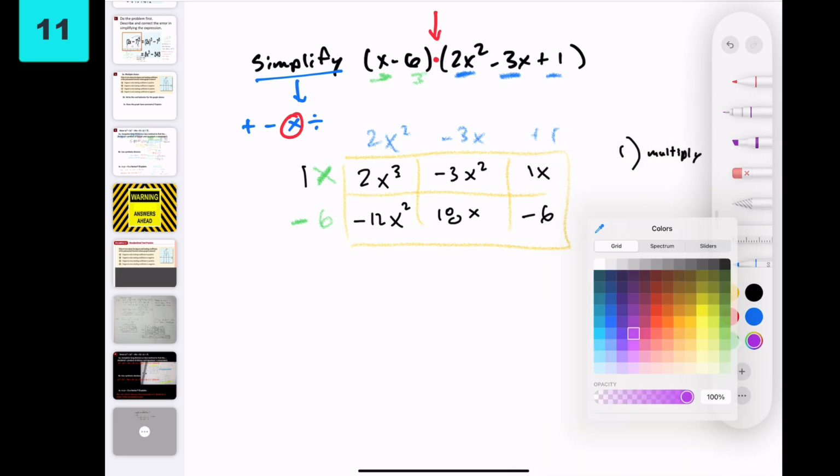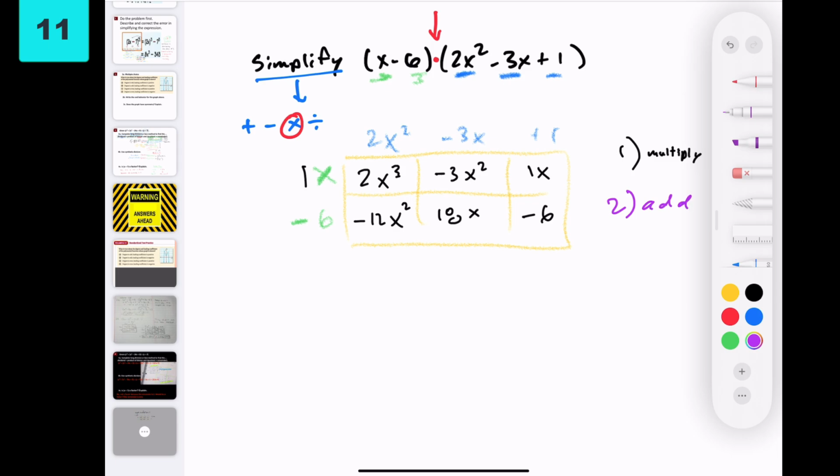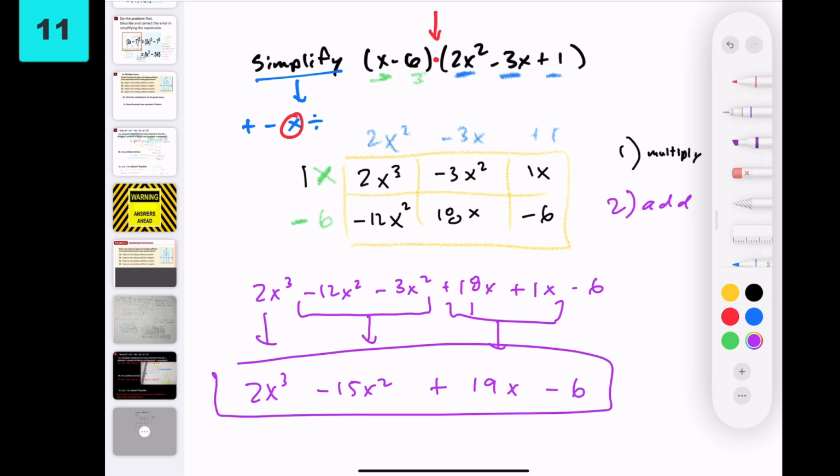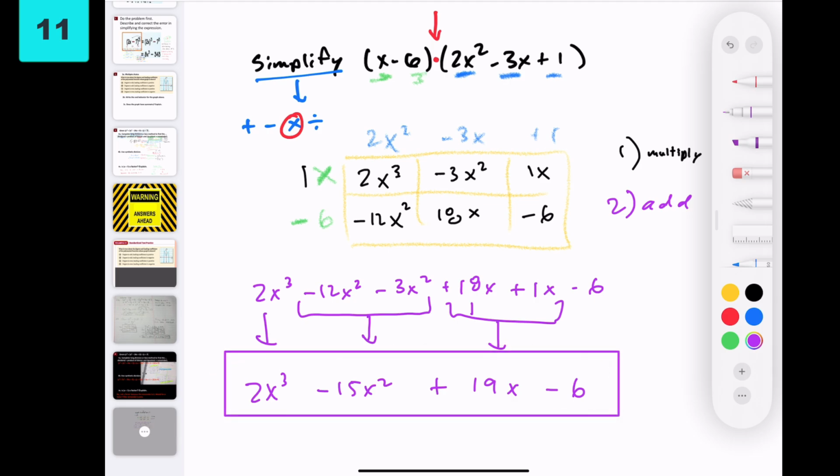Okay, now we're going to add. If you want to, you can just write all these terms out. This one has no like terms, so 2x to the 3rd. These two are like terms, so you're going to have negative 15x squared. These two, 18 and 1, will give you positive 19x minus 6. Let's put a box around it. And that's our answer.